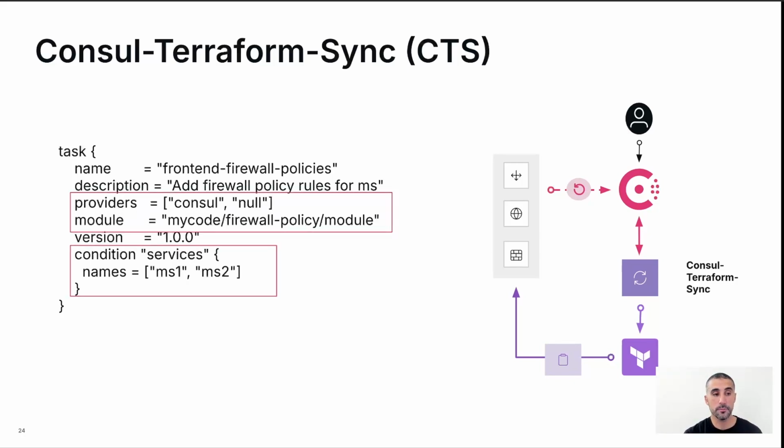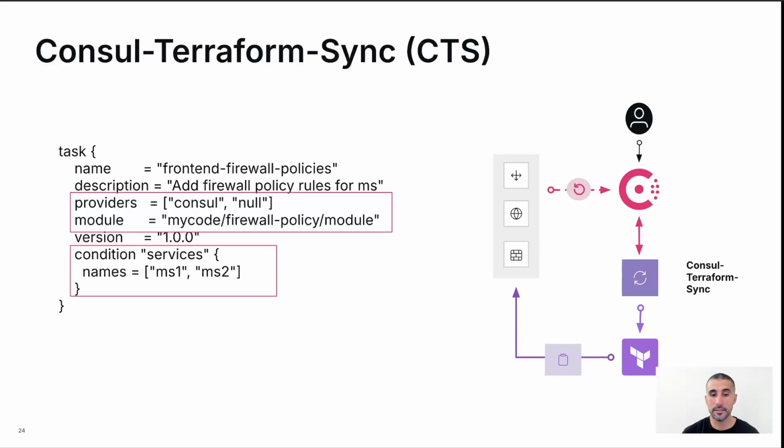Let's decompose it. The most important pieces here are, first, the provider. The provider specifies which Terraform provider I use for this task. Here, for example, we have Consul and we have null. Null is sometimes used for debugging. This is a real example we used, but I switched some data in it.